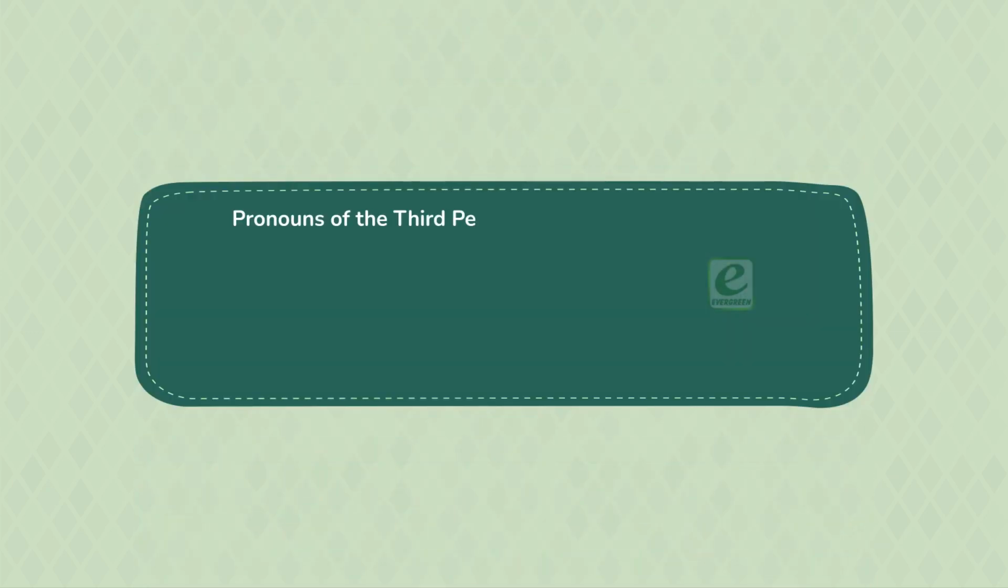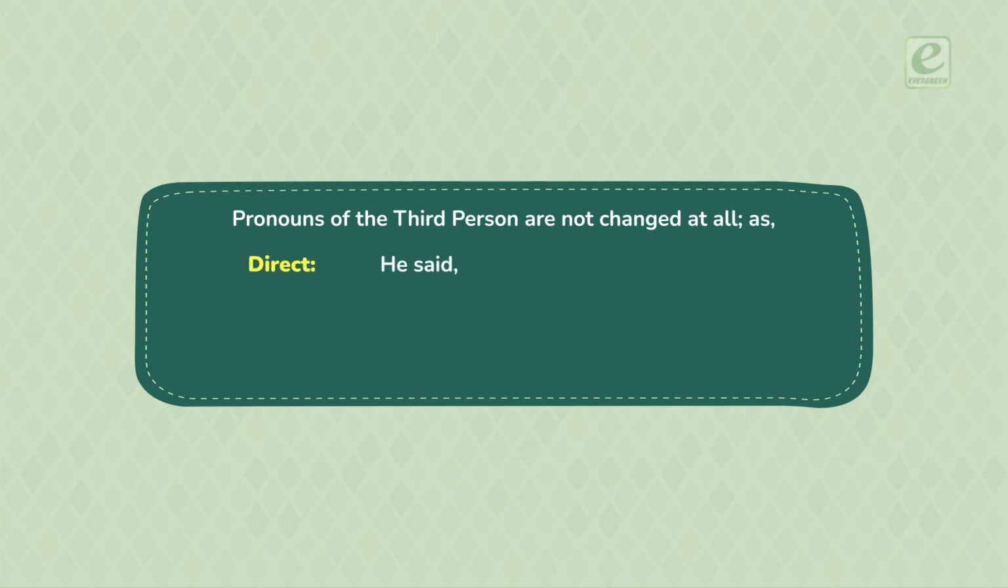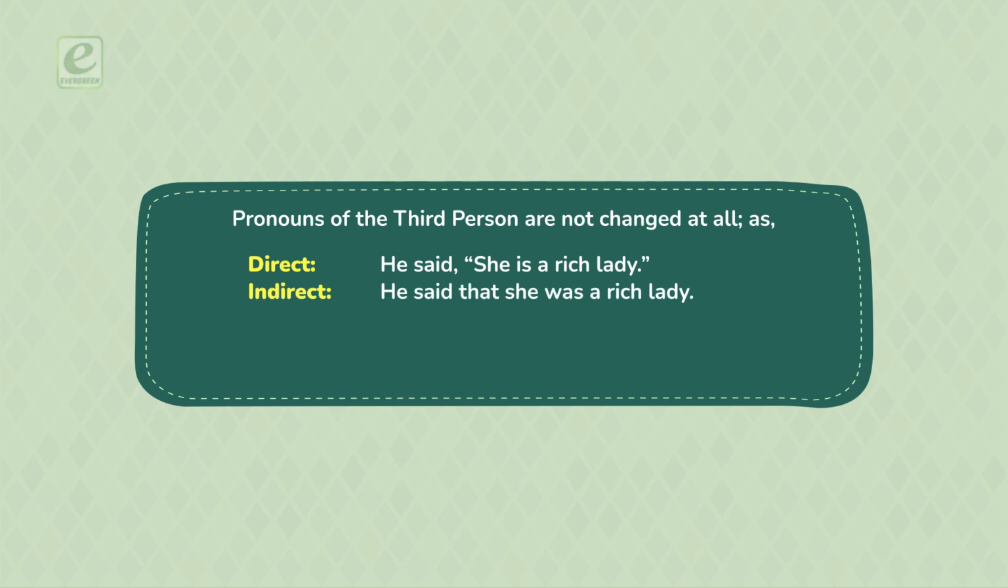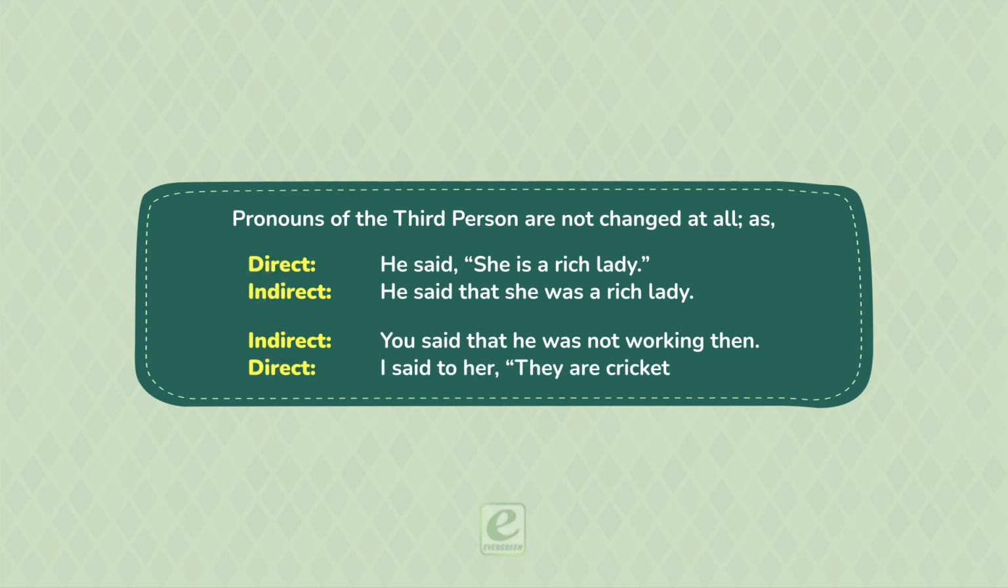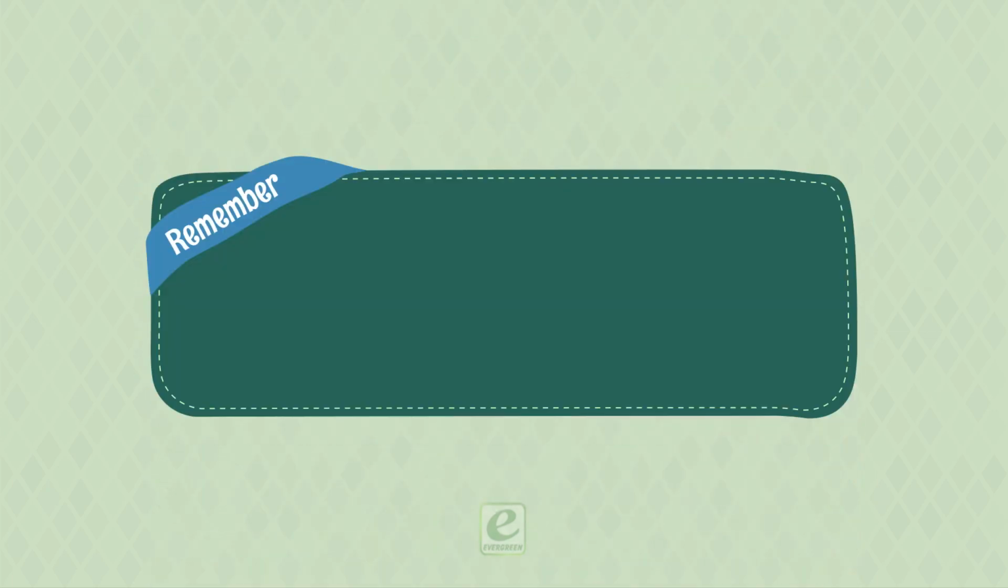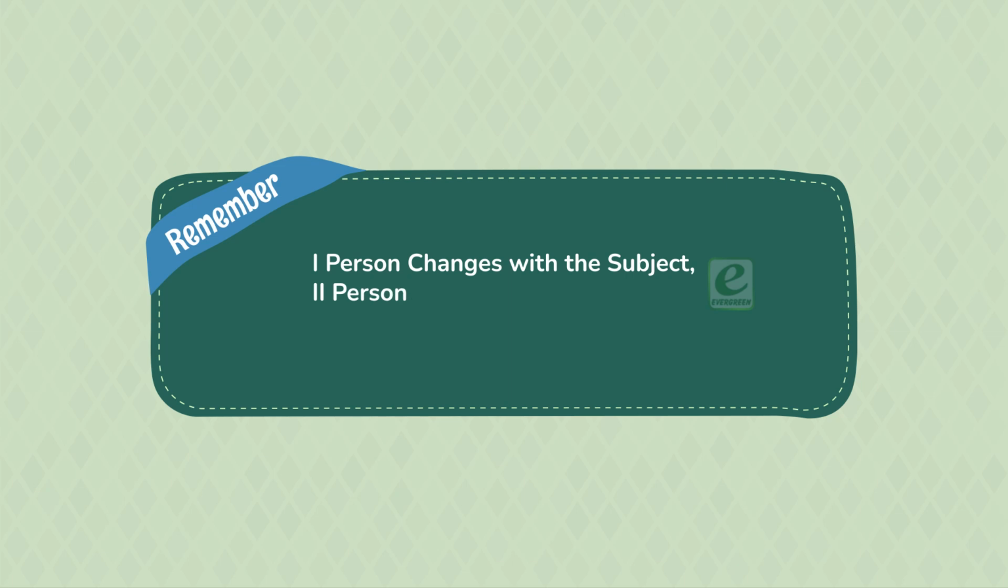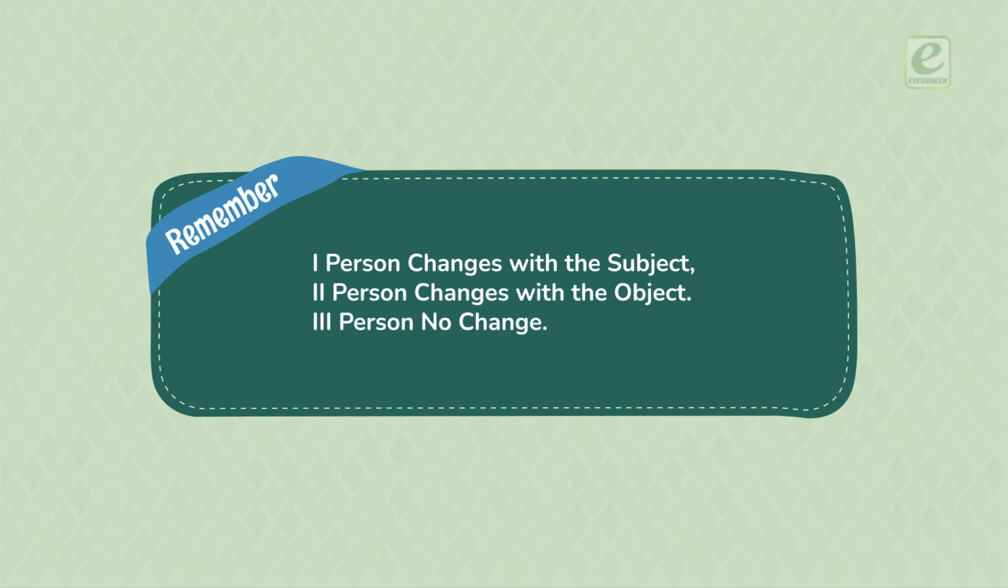Pronouns of the third person are not changed at all. Direct: He said, "She is a rich lady." Indirect: He said that she was a rich lady. Indirect: You said that he was not working then. Direct: I said to her, "They are cricket players." Remember, first person changes with the subject, second person changes with the object, third person no change.